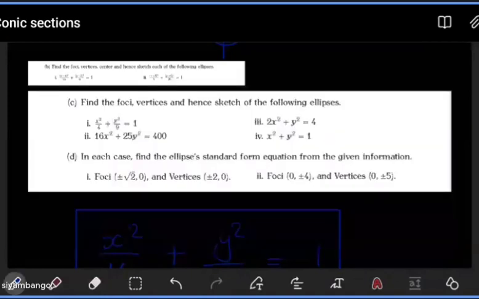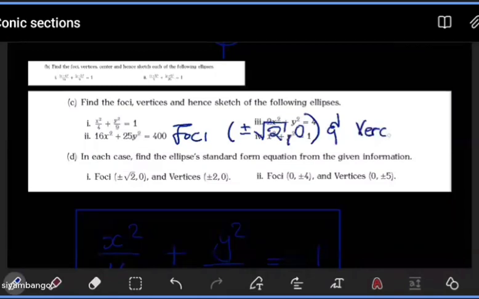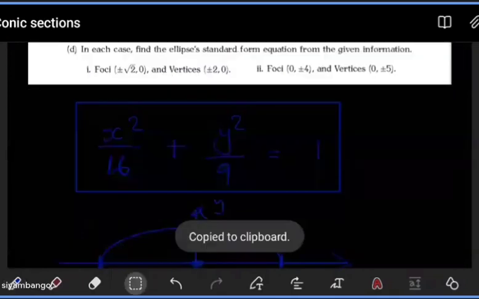Look at the first one. Again, the question: in each case, find the ellipse standard form equation for the given information. The first one, they've given us the foci, plus or minus √2, 0, using the compact form. And for the vertices, they're at plus or minus 2, 0. So let's see if we can find what they want us to find about this shape.